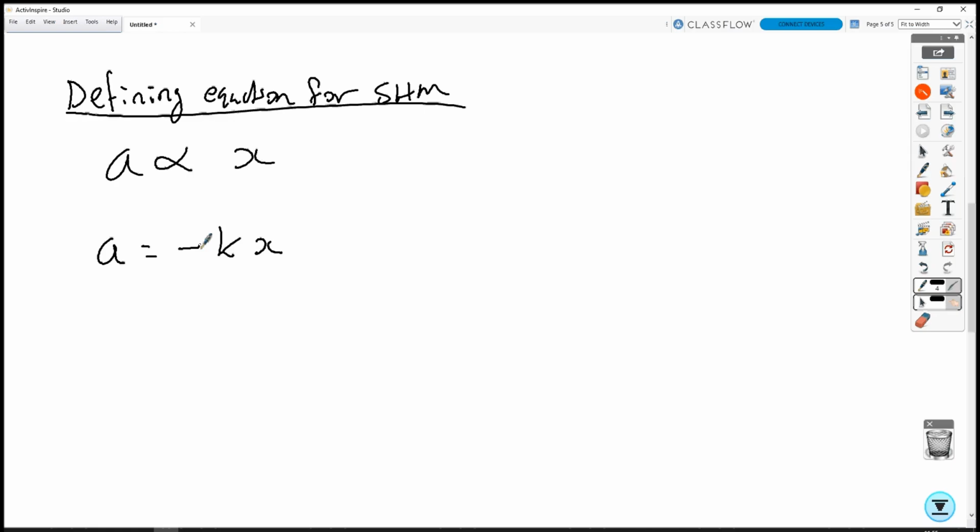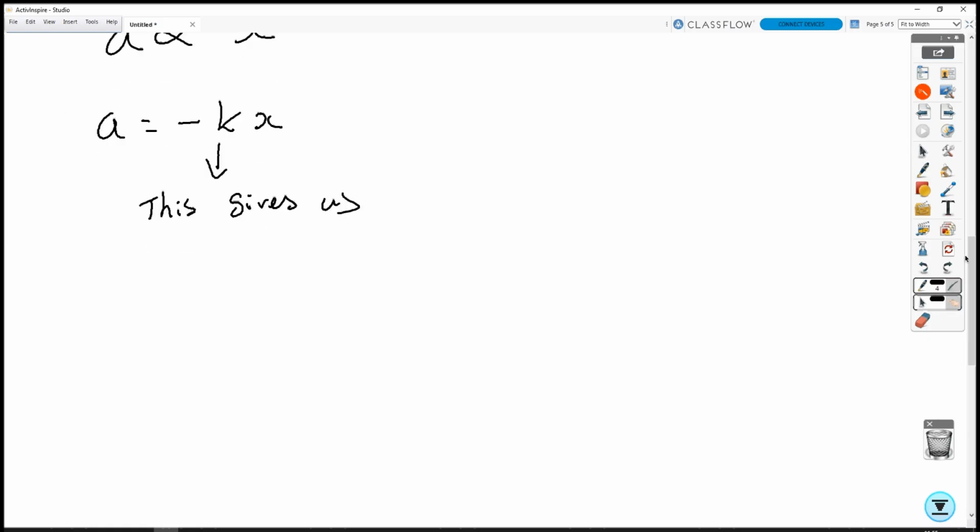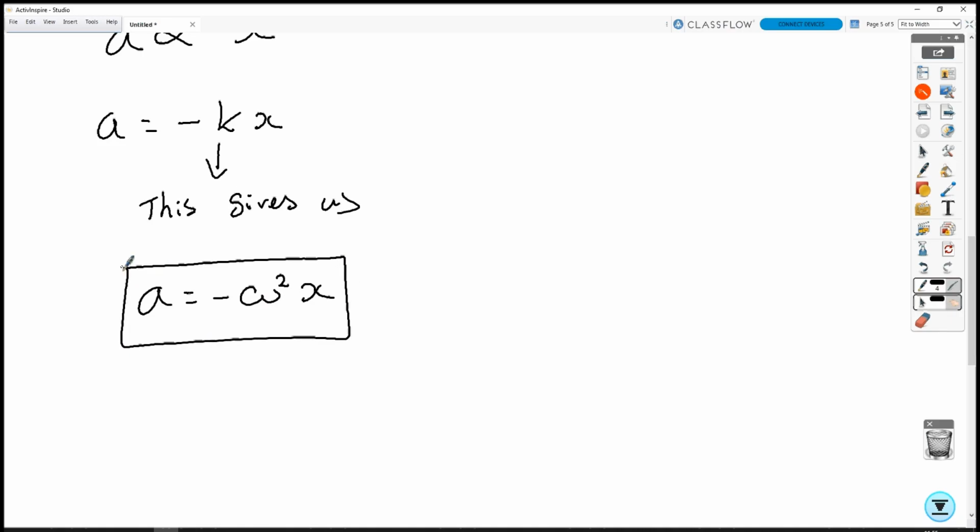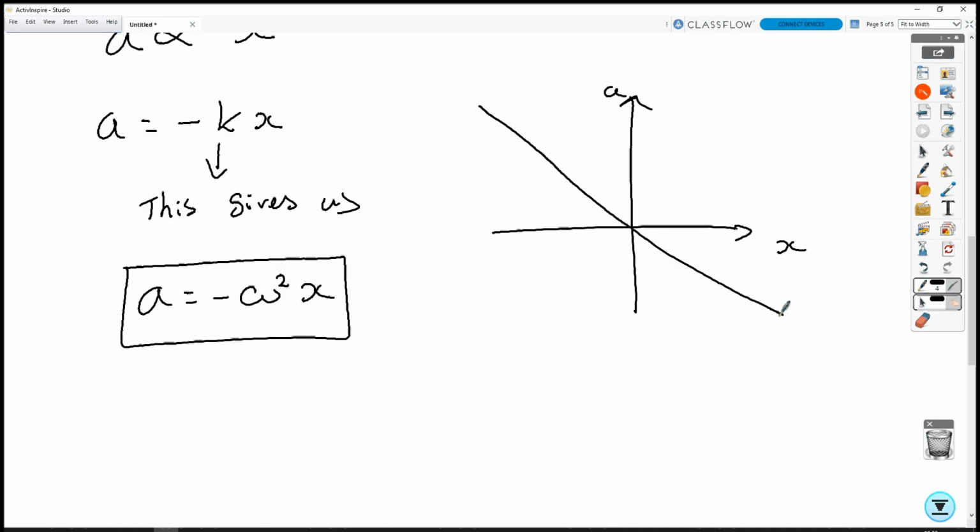Now, by doing a bunch of maths, you can derive it. But instead of deriving, I'm going to give you the equation. So this gives us acceleration is equal to minus omega squared x. Put a box around that. And if we graph acceleration with displacement, we get a negative straight line where the gradient gives us minus omega squared.